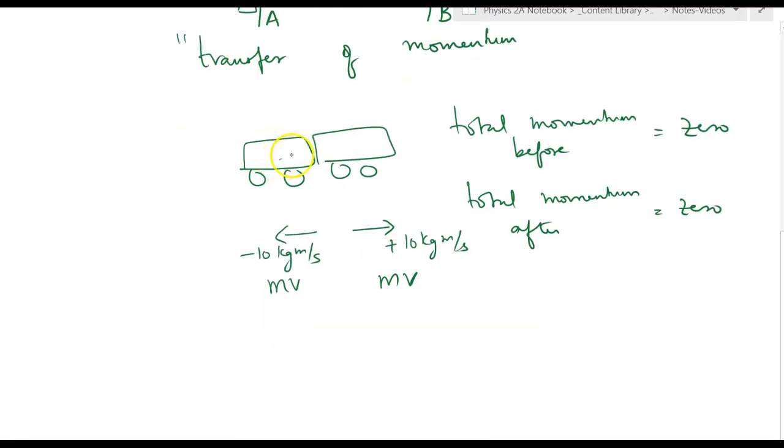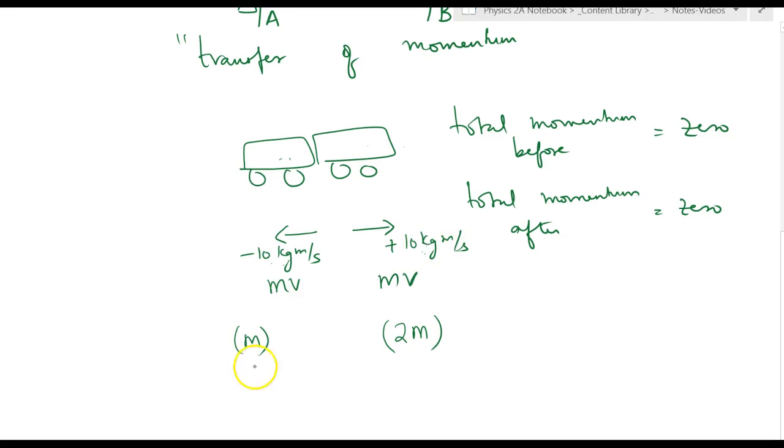So again, the total momentum before is 0. But this cart is twice as heavy. That means the mass is 2m, whereas here the mass is m. But we know that their momentums still have to be the same. So therefore, the velocity here must be half.